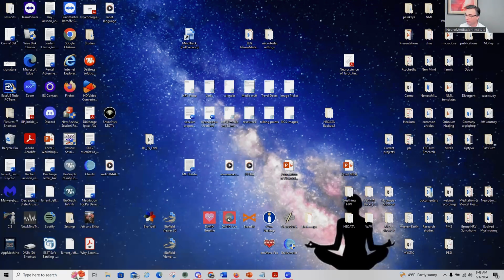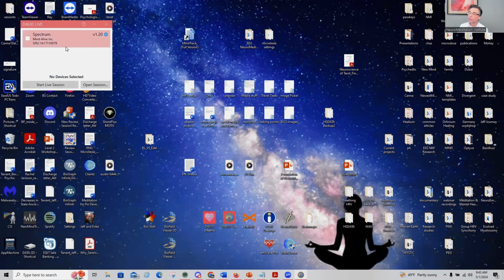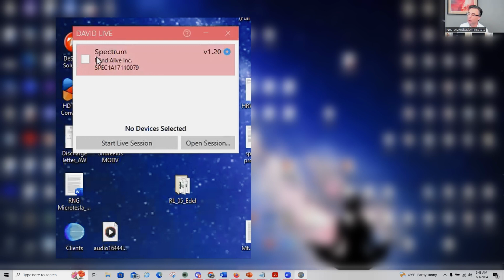So I'm going to double click. There we go. Okay. So you get this simple little interface up here that shows up. You see there's a little box up here that says Spectrum version 1.2, and it's got some numbers and things. You need to select that, because basically those are your glasses. So it's asking you, what are you wanting to use with this software? So you have to tell it, I want to use these glasses.